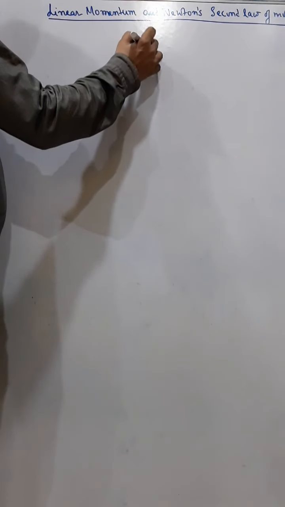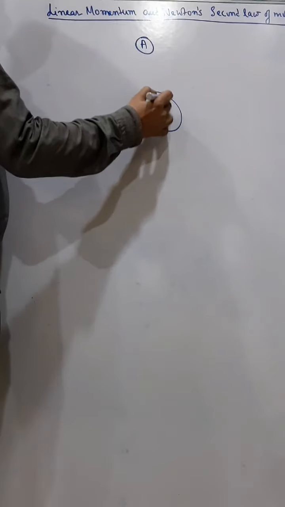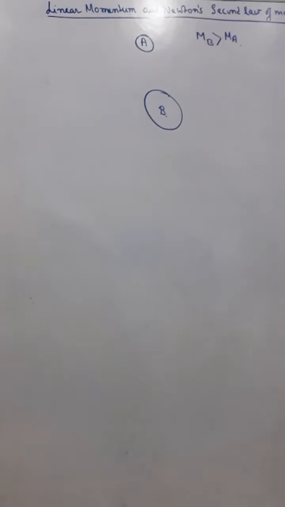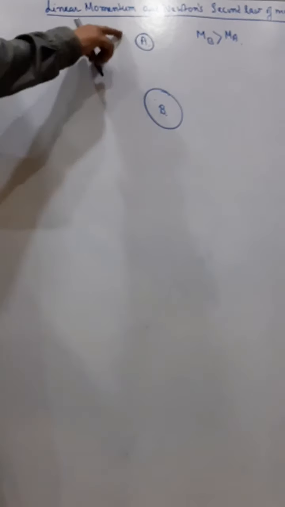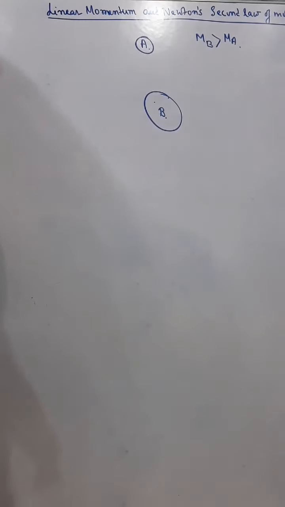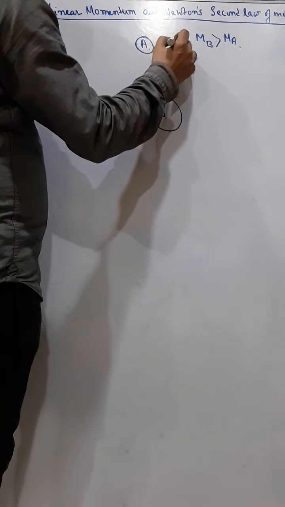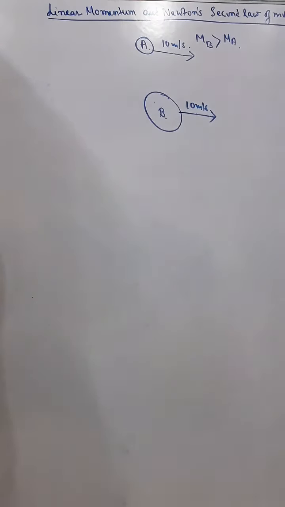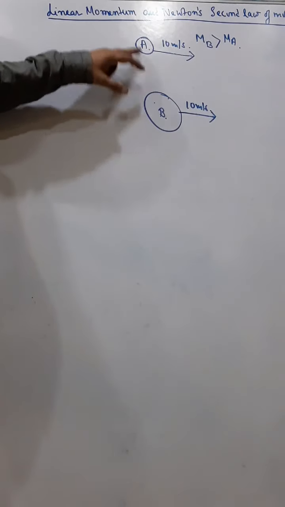Now, consider two bodies, body A and body B. So in this case we can say that the mass of B is greater than the mass of A. Now if I want to move these two bodies by applying a force such that they acquire the same velocity, say 10 meter per second for this body and also 10 meter per second for this body, the masses are different, but I want to move them with the same velocity. Now how can I move them?